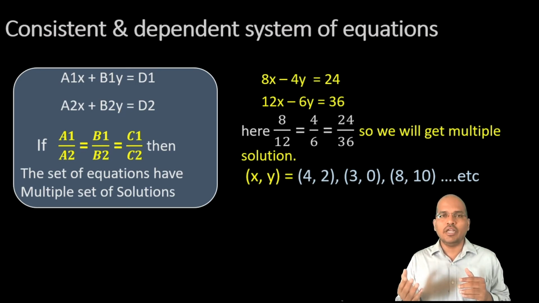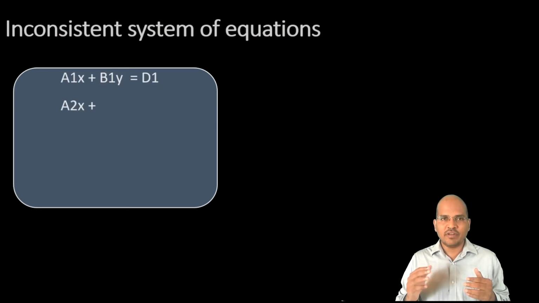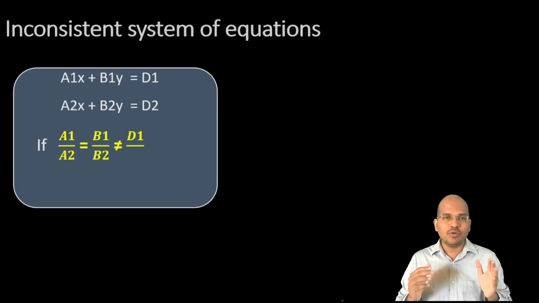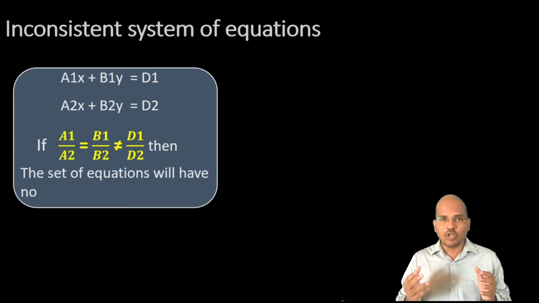Clear with that? Now going ahead, let us see a case of inconsistent set of equations. If I have a1x plus b1y is d1 and a2x plus b2y is d2, now I compare the ratio of the coefficients like a1 upon a2, b1 upon b2, d1 upon d2. If a1 upon a2 is same as b1 upon b2 and if that is not equal to d1 upon d2, then we say that the equations are inconsistent and we have no solution.